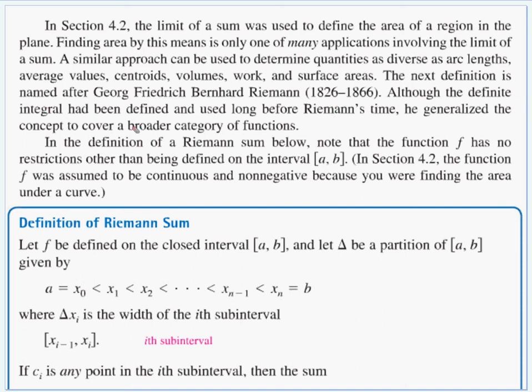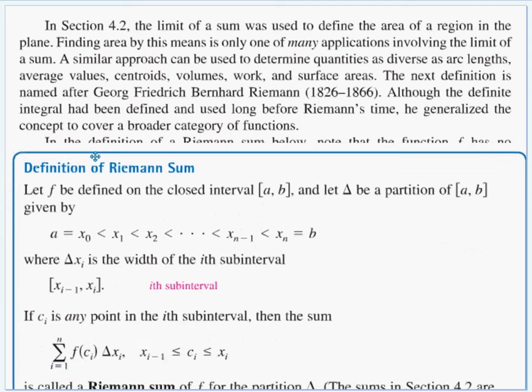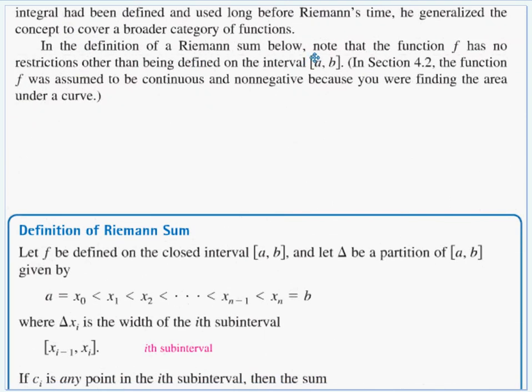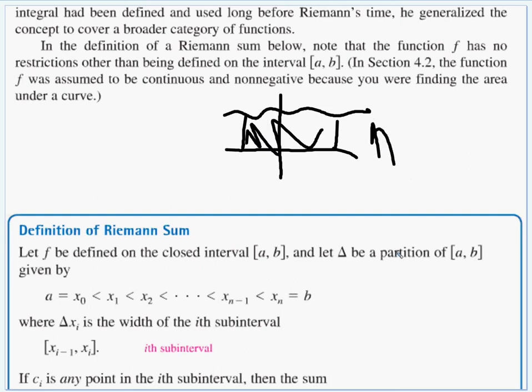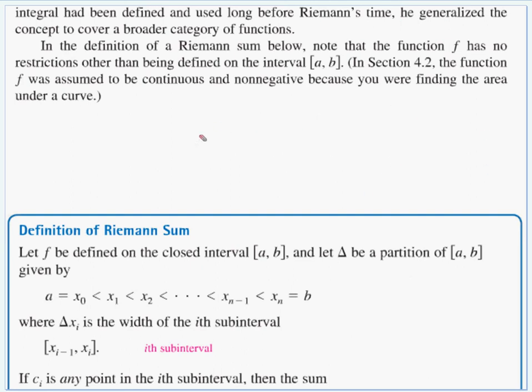Although the definite integral has been defined and used long before Riemann's time, he generalized the concept to cover a broad category of functions. In the definition of a Riemann sum below, note that the function f has no restrictions other than being defined on the interval from a to b. In 4.2, the function f was assumed to be continuous and non-negative because we were finding area. So we stayed above the x-axis, like if we were finding the area from here to here, that area is above the x-axis, so it would all be so-called positive area. Riemann sums can also dip below the x-axis. There are no restrictions on that.